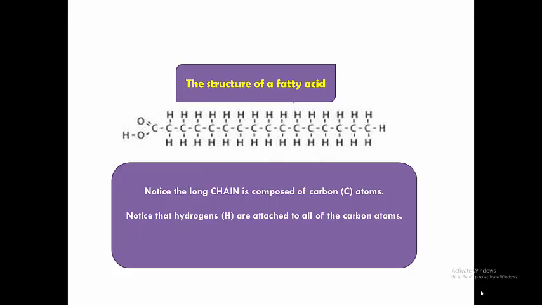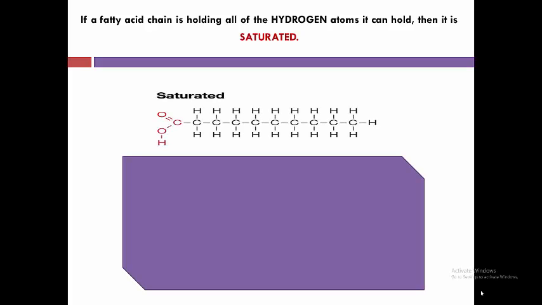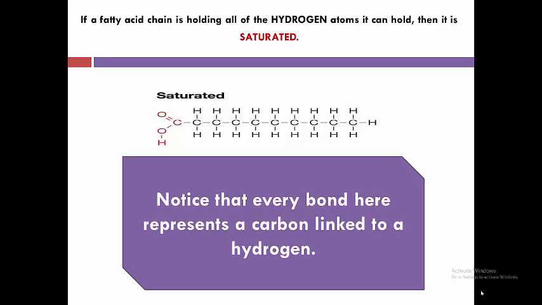Well, the H, as you can see, are hydrogen. So we are speaking in terms of fatty acid chains being more or less saturated with hydrogen. Picture a sponge. You dunk it into a bucket and you pull it out. It's saturated with water, right? It's full of water. So if a fatty acid chain is full of hydrogen atoms, it's holding all that it can hold, then it is saturated.